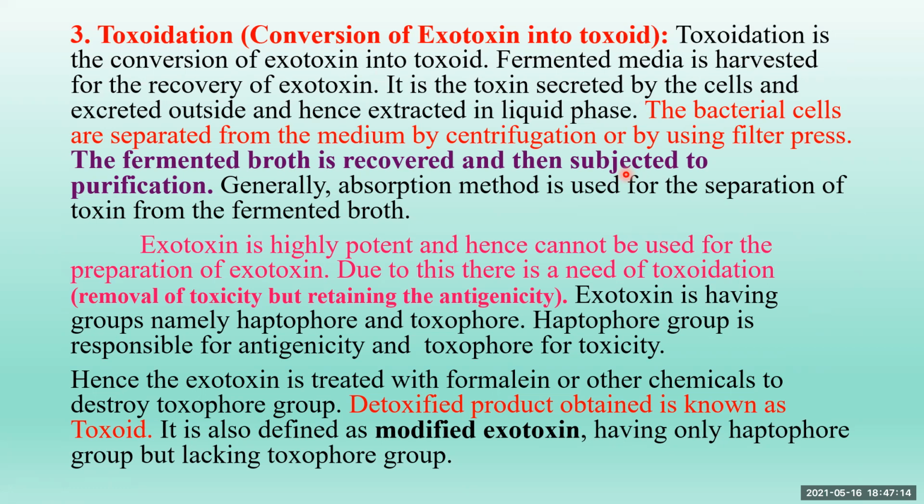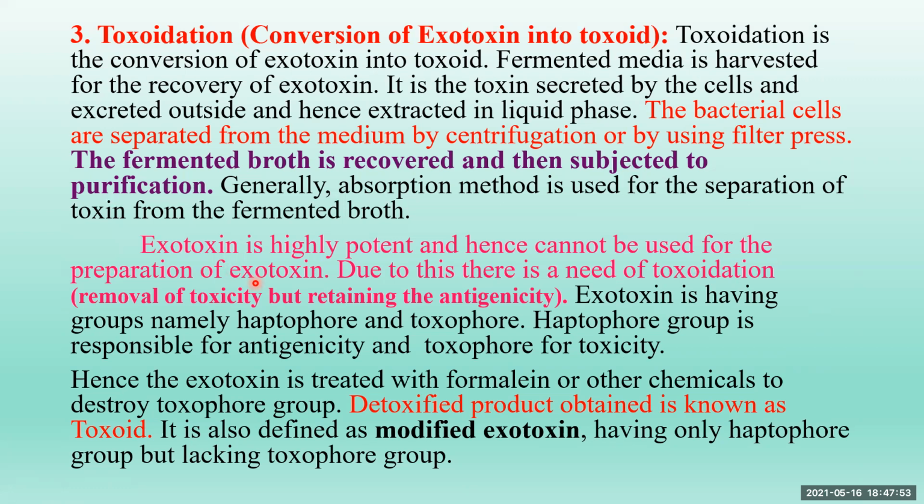So you pass it through centrifugation or filter press, cells will be removed, recover the fermented broth, and then it is subjected to purification. Generally, the adsorption method is used for separation of toxin from fermented broth. Exotoxin is highly potent and hence cannot be used directly to be given to patients, right? That is why there is need of toxoidation, removing the toxicity but retaining the antigenicity.